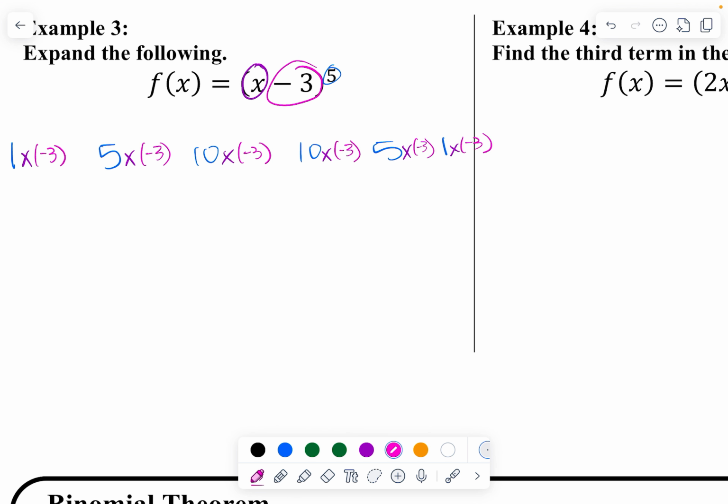And then now we're going to put those degrees. So starting with the first one, we get a 5, and then we go 4, 3, 2, 1, 0. And then again, starting on the left side, our second term starts at 0, and it increases to that 5th power. And then you're going to put pluses in between.